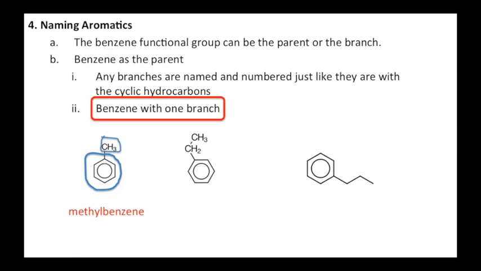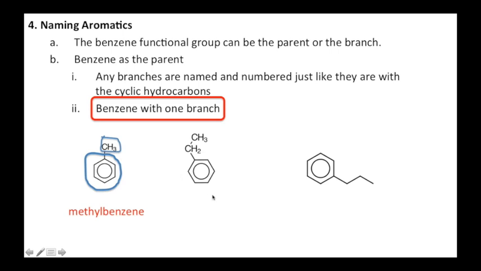1-methylbenzene. And you'd be right. Now because this branch could be attached anywhere, but no matter where you attached it, you'd number it number 1 because there's only one branch. You don't need the number 1. Methylbenzene.